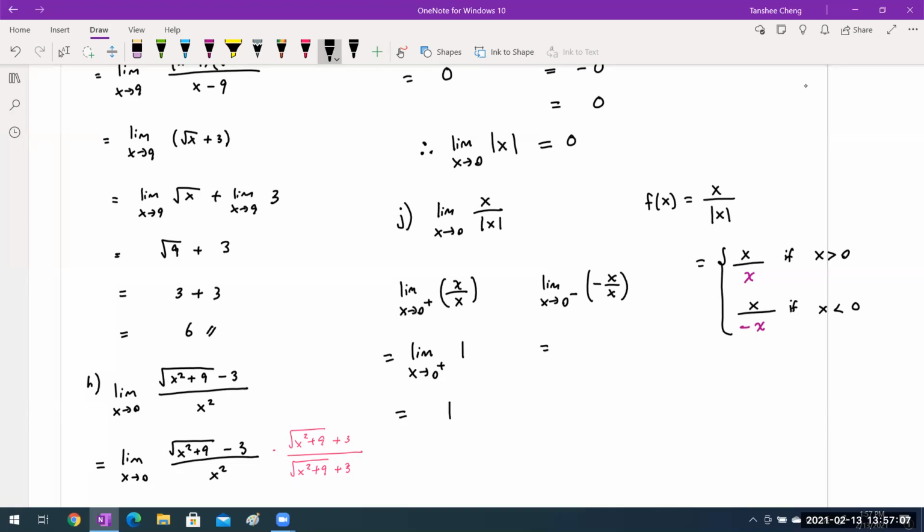When we talk about the limit as x approaches 0 from the left-hand side, we cannot use direct substitution, so we simplify it, right? After we write down the function without absolute value, we can simplify, and then that gives us -1. And limit of a constant is a constant, so we got -1. Since the left-hand side limit and right-hand side limit are not equal to each other, now I can conclude that the limit as x approaches 0 of the function x over absolute value of x does not exist.